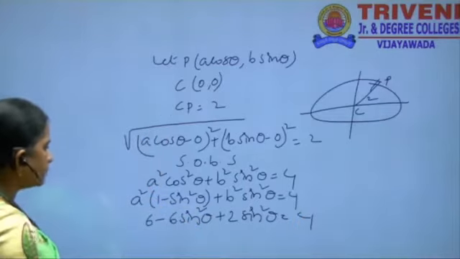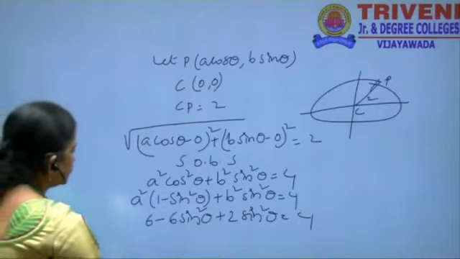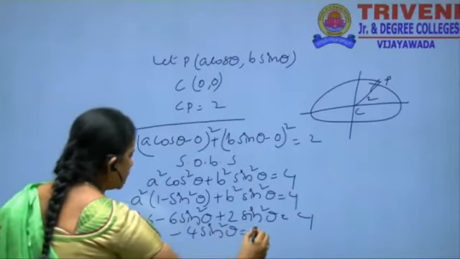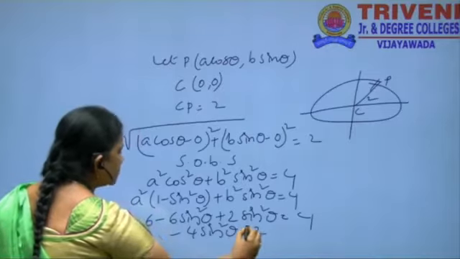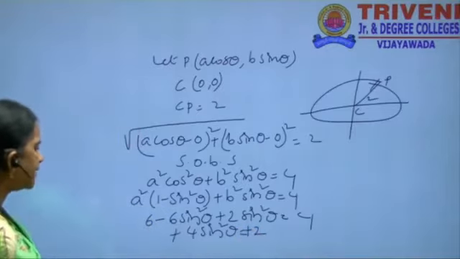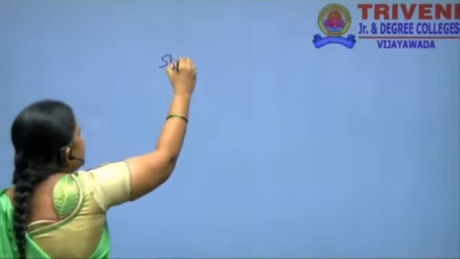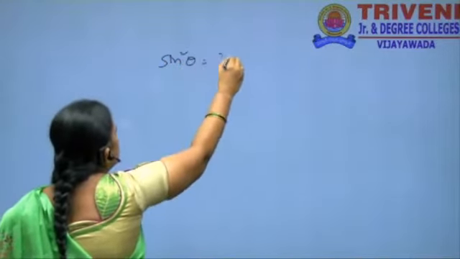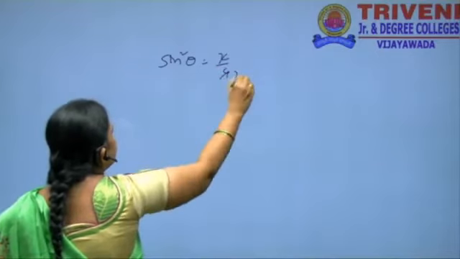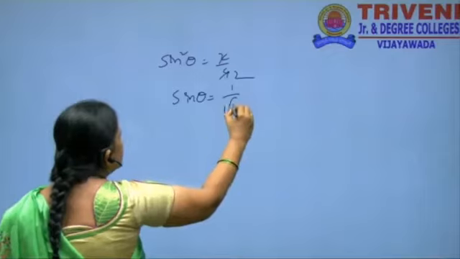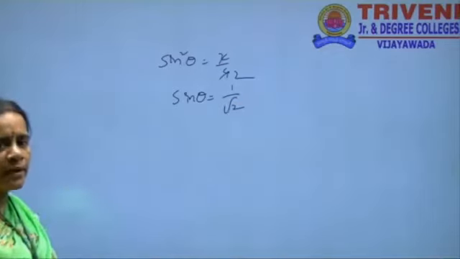Minus 4 sin square theta minus 4 sin square theta is equal to minus 2. Minus gets cancelled here. Sin square theta is equal to 2 by 4. Here 2 will cancel 2 times. Sin theta is equal to 1 by root 2.